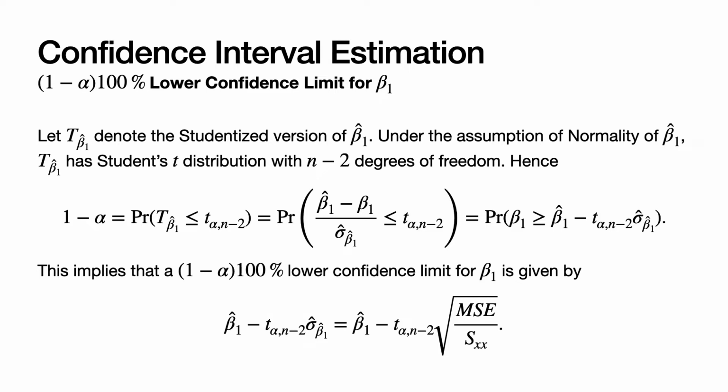of beta 1 hat. So this probability statement implies that a 1 minus alpha times 100% lower confidence limit for beta 1 is given by beta 1 hat minus t sub alpha comma n minus 2 times the estimated standard error of beta 1 hat. And if we substitute in the expression for the estimated standard error of beta 1 hat, we get the lower confidence limit being beta 1 hat minus the t-value times the square root of the MSE over the corrected sum of squares of the x's.